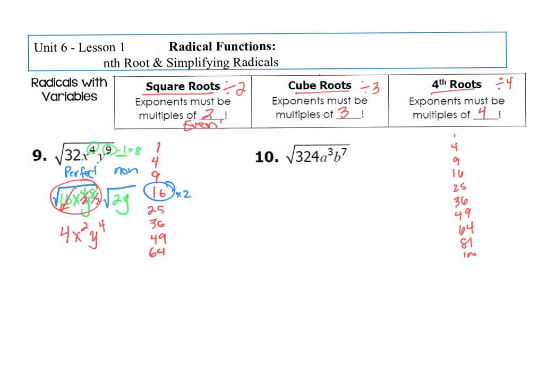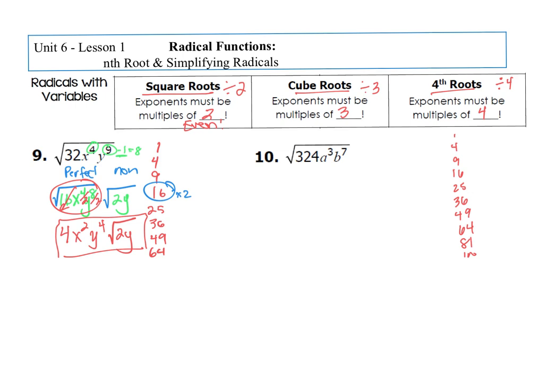Now that's everything that came out of the house because it was the perfect square part. And I leave 2y underneath. That was all the part that was not a perfect square. And this is my simplified answer. Okay, let's practice that some more.